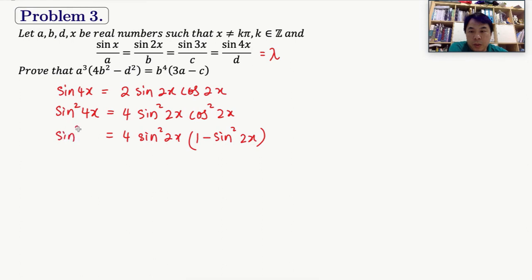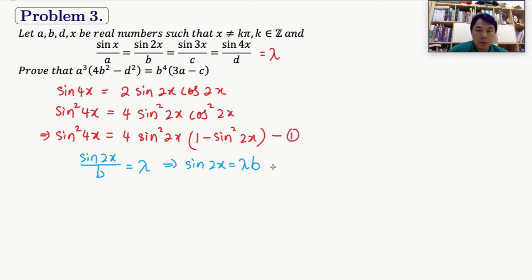Just let me rewrite that. So that is sine square 4x equal to this, right? Now this is where the rest of the ratios become very important. The first one is related to sine 2x. So I'm going to take sine 2x divided by b, which should be equal to lambda. Now we know that sine 2x must be the same as lambda b here. And then, as we know, we can just substitute this section here, number 2, into number 1 here.